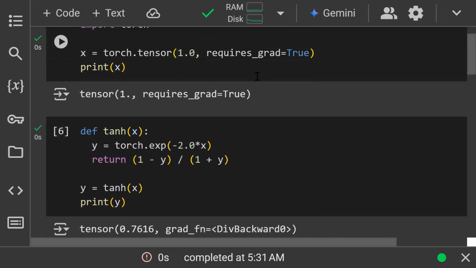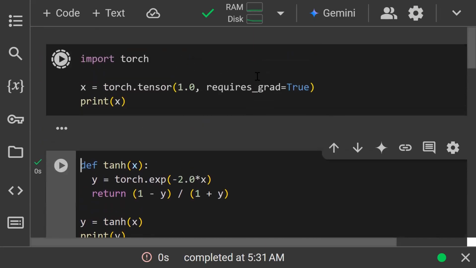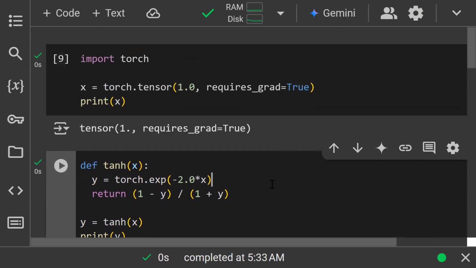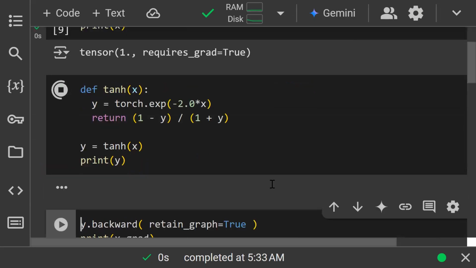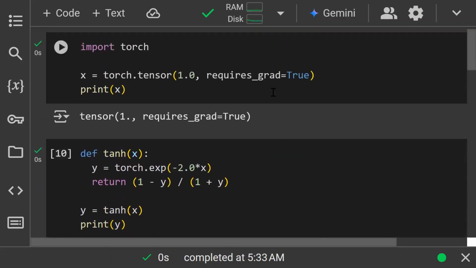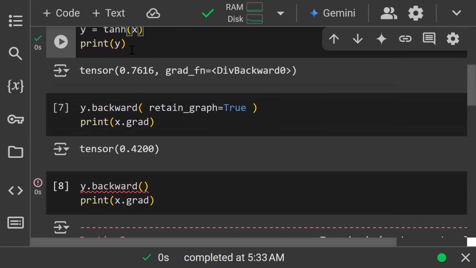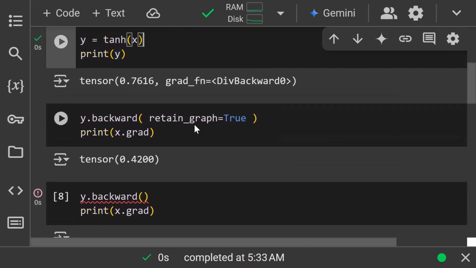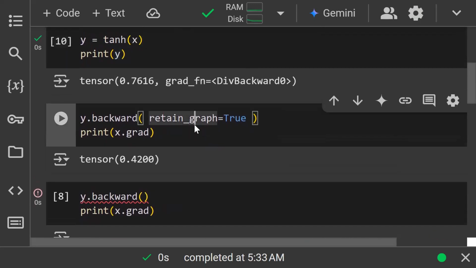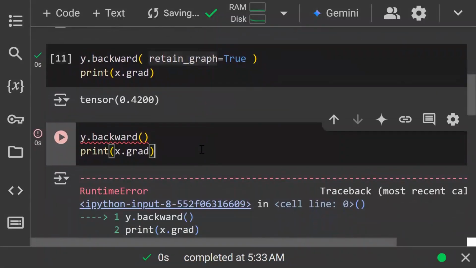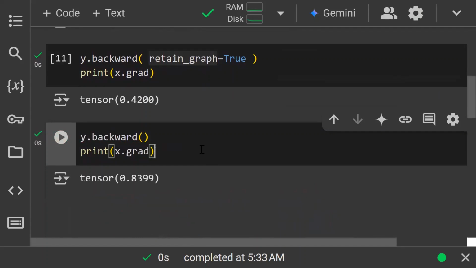Since I already messed up my computational graph, I'm gonna go back up and start over from the beginning. So I just created a tensor, defined a tanh, and then defined my y. And then when I do the backward, I run it here, still the same result. But over here, previously, remember, it returned a runtime error. This time, it runs.